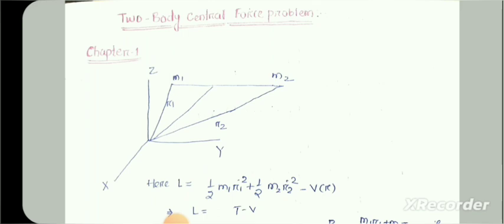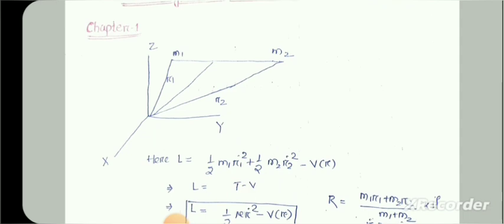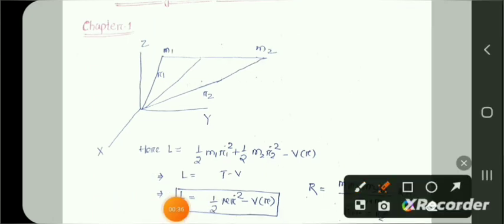In chapter 1, let us take two particles having masses m1 and m2, and their position vectors r1 and r2. This is the x-axis, this is the y-axis, and this is the z-axis. We are going to discuss these theorems and all the concepts in a short manner.